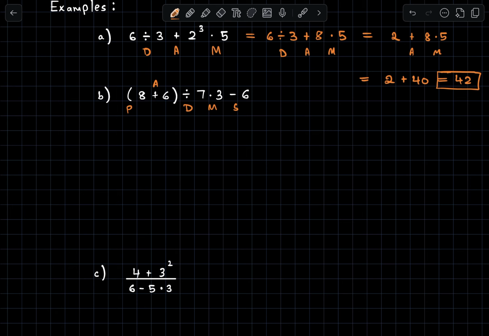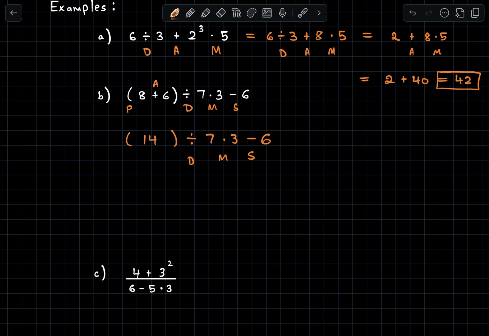We want to simplify whatever's inside. And inside the parentheses, we just have 8 and 6. So we just add those together. We're going to get 14. Now we still have a division by 7. We have a multiplication by 3. We've got our subtraction by 6.